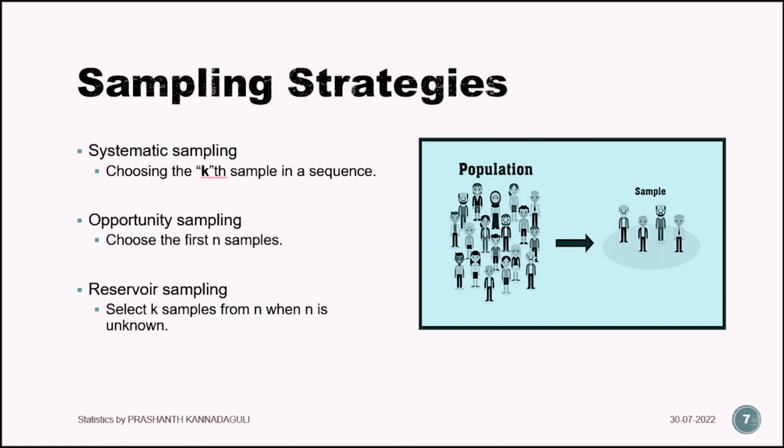Opportunity is the first n samples. I don't worry how many people there are. I'll choose the first 4 people from every page. That's the second category, opportunity. Then the reservoir sample. Reservoir sampling is selecting k samples from n, but n is unknown to you. For example, a survey. Okay, we have a question here.